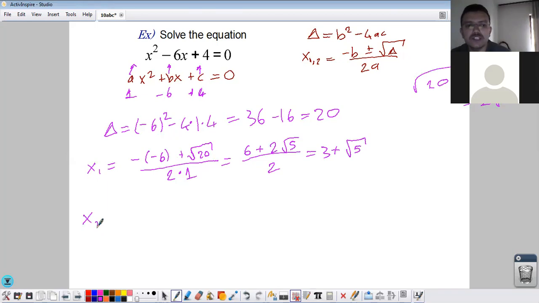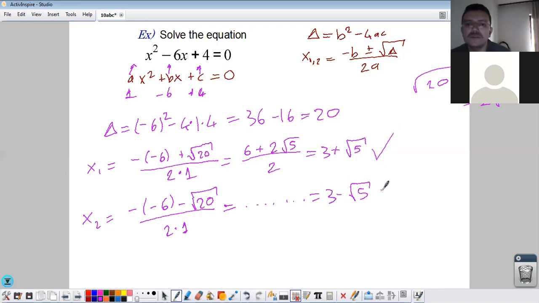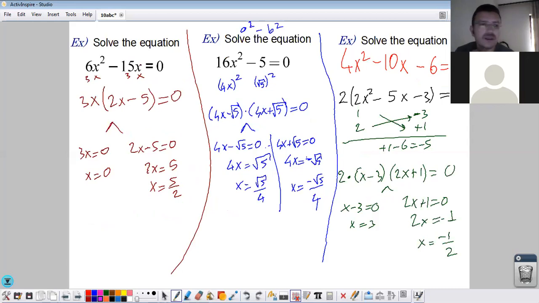When you go for x2, it is minus b, where the b number is minus 6, minus square root discriminant over 2 times a. Everything is the same, only right before the square root we have minus. So the similar steps will happen. It will be 3 minus square root of 5. You have the two results. Also, this discriminant method can be used for every case. This is the case working for everything.